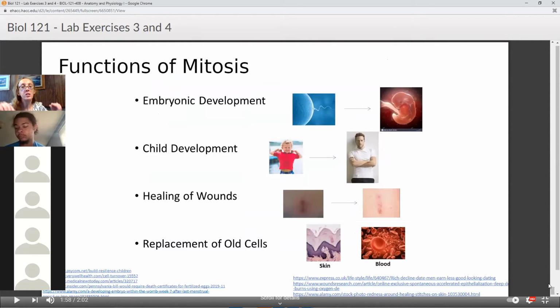Why do we use mitosis? We use it for embryonic development, for child development. We need it when we're recovering from getting injured and for regular replacement of cells.